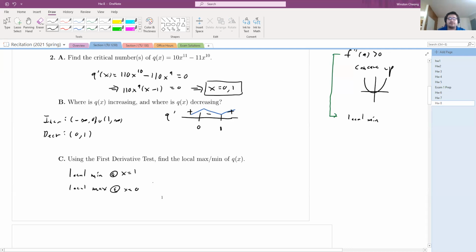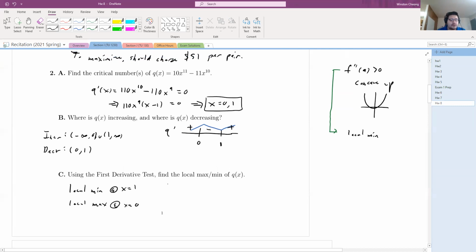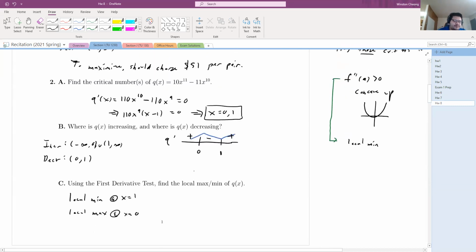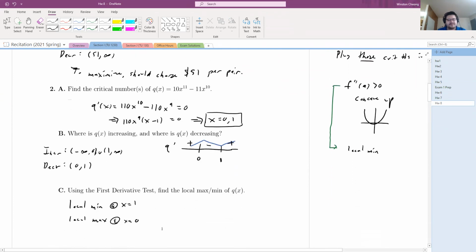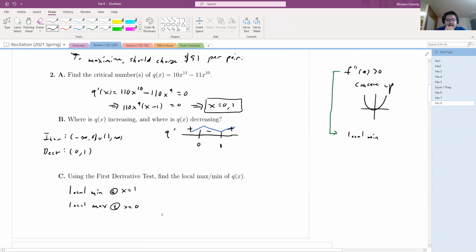If you wanted to, you could figure out the full coordinate. I don't really think the problem is asking you to do that here. But if you wanted to figure it out, you'd have to plug it into the original function, this p, which is going to have some thousands to work with. All right. Any questions so far?